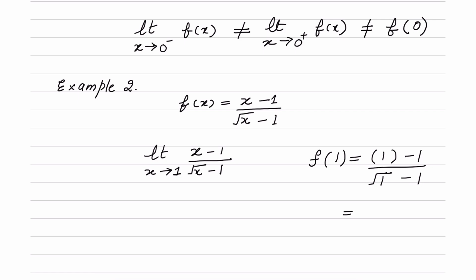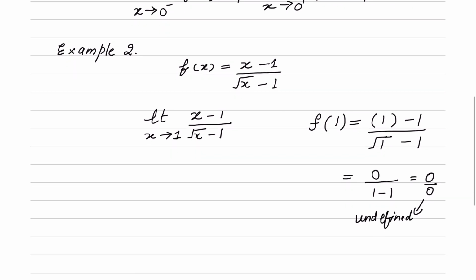You can see that in the numerator we have 1 minus 1, which is 0, divided by the square root of 1, which is 1, so 1 minus 1 in the denominator, which gives us 0 by 0, and 0 by 0 is undefined. So the exact value of the function at 1 in this case is undefined, which is 0 by 0. Now let's get back to finding the limit of the function at 1.